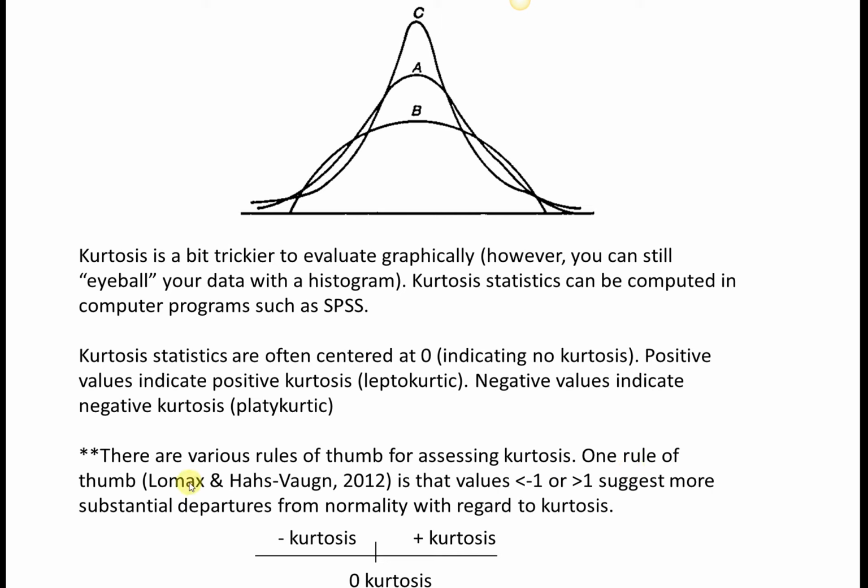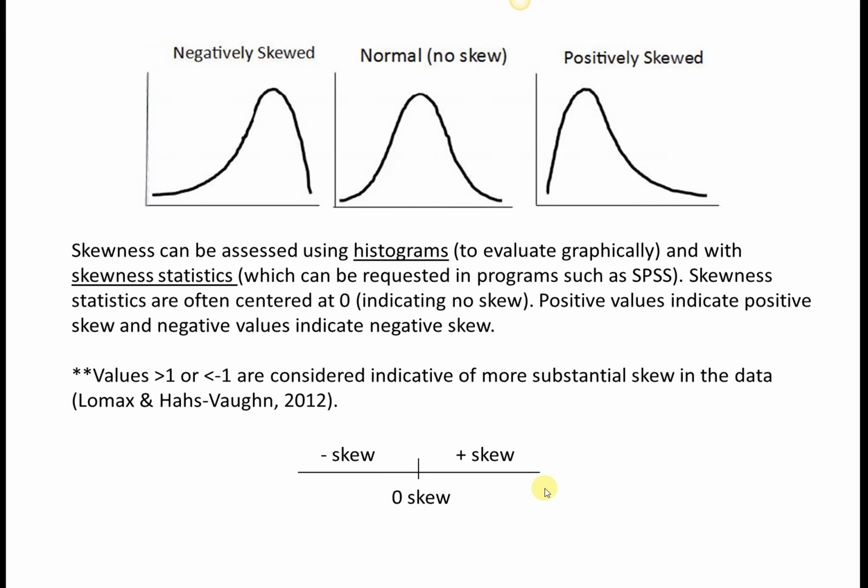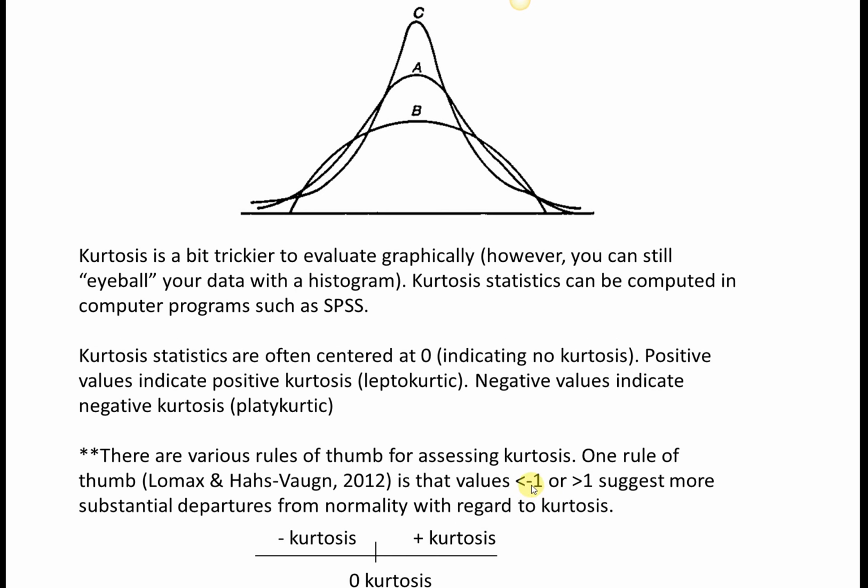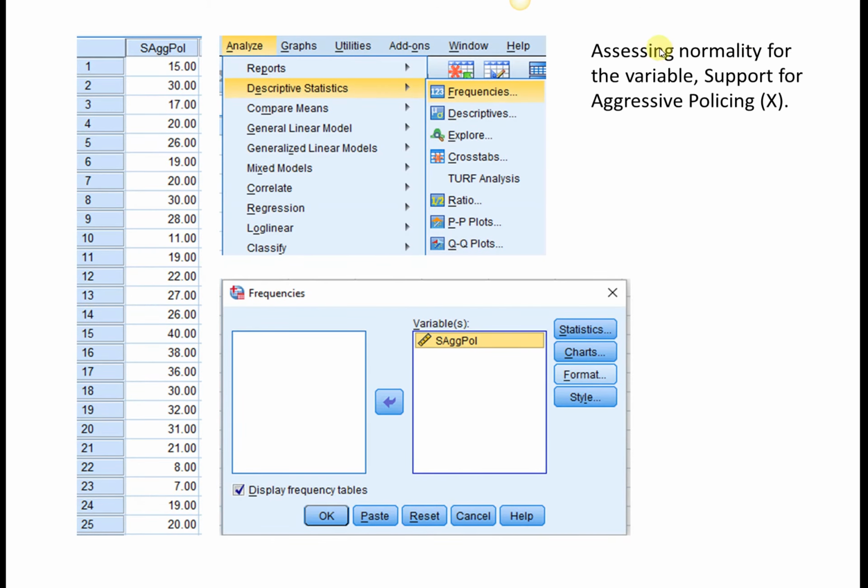There are various rules of thumb that have been suggested for assessing kurtosis. One rule of thumb that we're going to utilize is discussed by Lomax and Hahs-Vaughn. Basically, we're going to use the same thresholds that we use with skewness, and that is that values of kurtosis that fall between -1 and +1 would be more consistent with a normal distribution. Values that are less than -1 or greater than +1 would suggest more substantial departures from normality with respect to kurtosis.